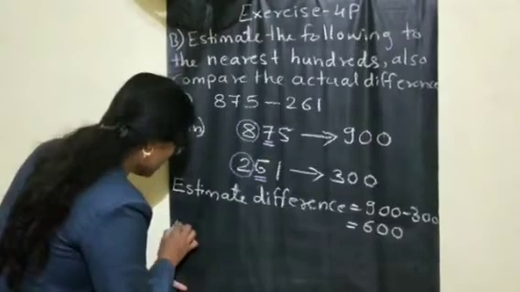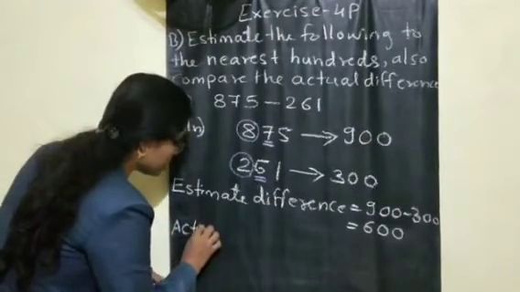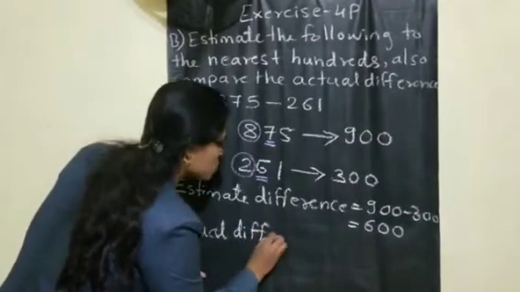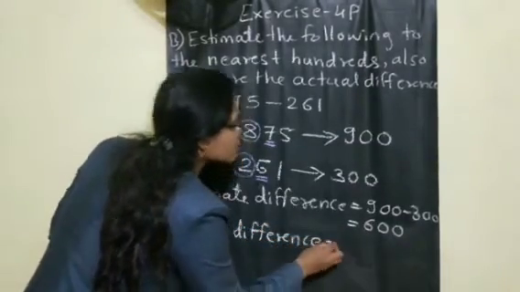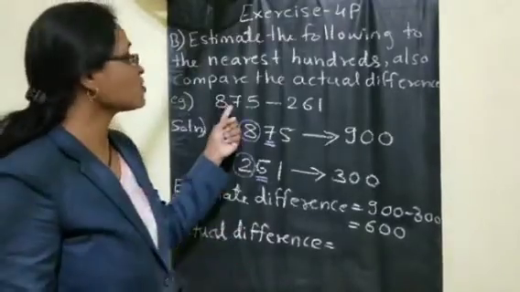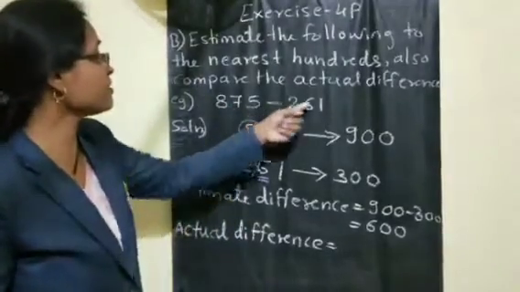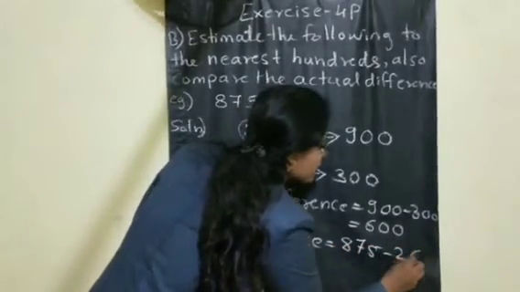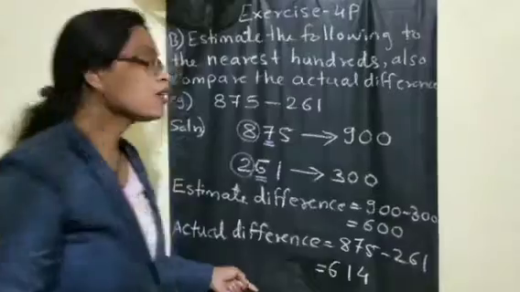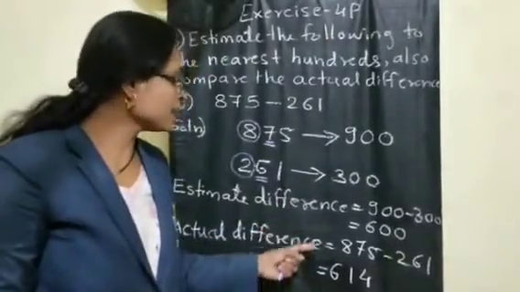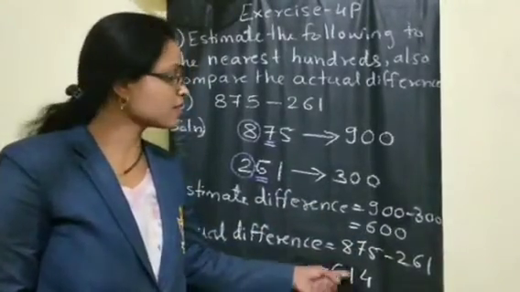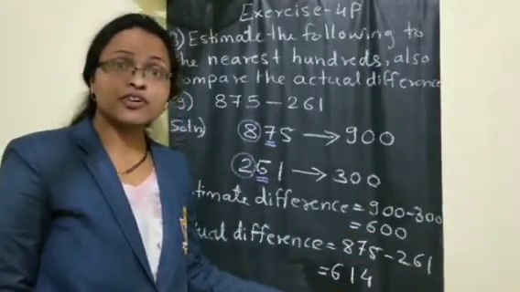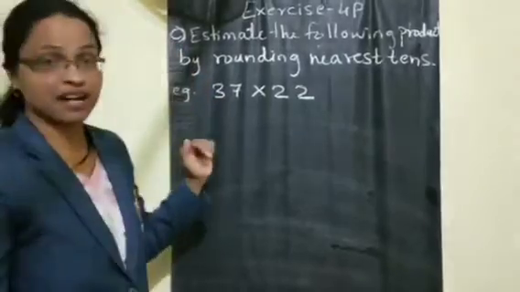Now the actual difference. They told us to find even the actual difference. So let us find that actual difference, children. Actual difference means we have to find the difference of the actual numbers given. That is 875 minus 261. Now if you compare the estimate difference and the actual difference, the estimate difference is 600 and the actual difference is 614.